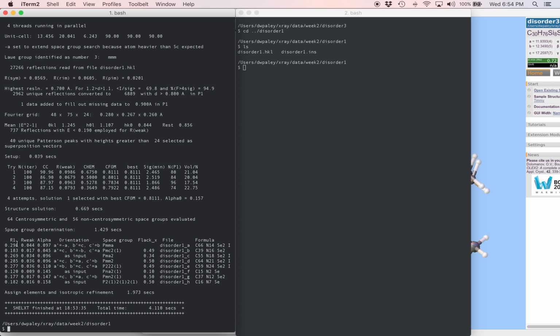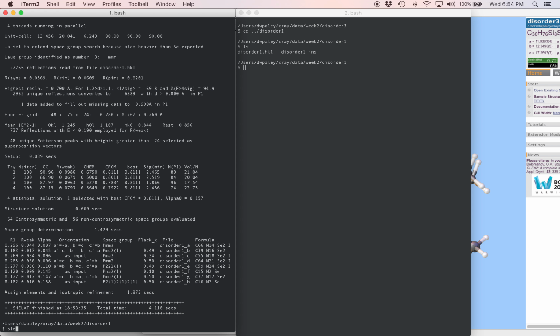We can go down this list. There's a few 26, 28, 29%. There's a few around 18%, and there's one at 12%. So that one looks like probably the best option, and we'll take a look at it and see if the structure looks reasonable, if it looks like a molecule.